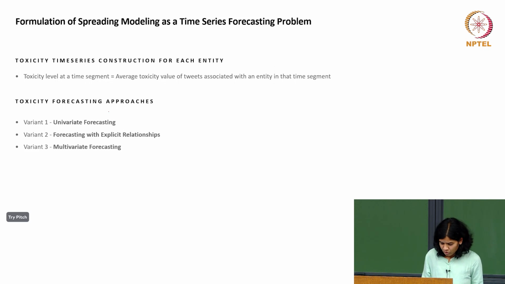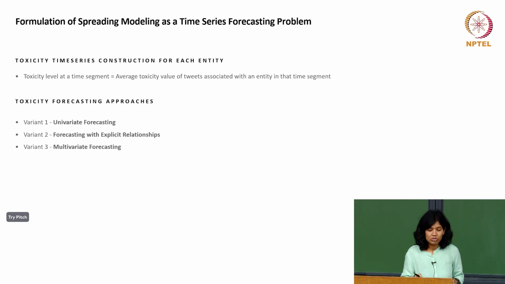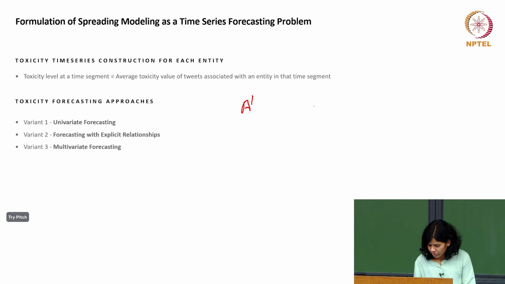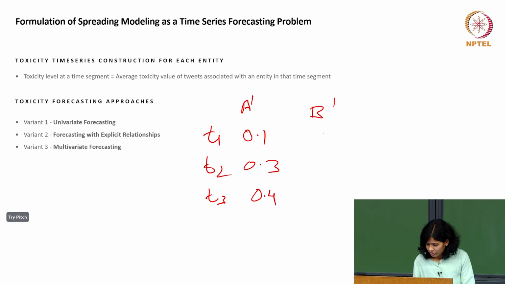So now there are various forecasting approaches we have tried, right? First is for each time series we try independently. So let's say you have neighborhood 1, A is neighborhood, this is like A, B dash. So I have, let's say, forecast time T1 at 0.1, T2 at 0.3, T3 at 0.4, and so on at 0.2.